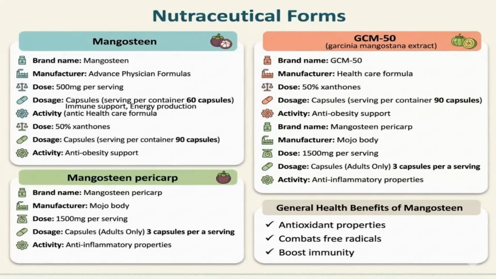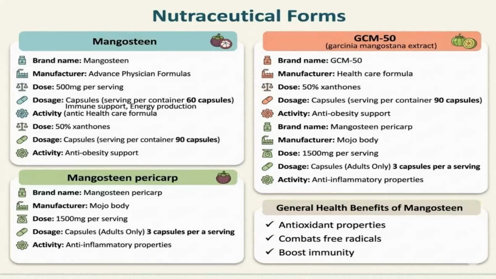The second brand is GCM50. In this brand, Garcinia mangostana extract is used as the active extract. It is formulated by the healthcare formula and we take its 50% pure extract in capsule dosage form, where each serving contains 90 capsules. So it is used as an anti-obesity medicine.